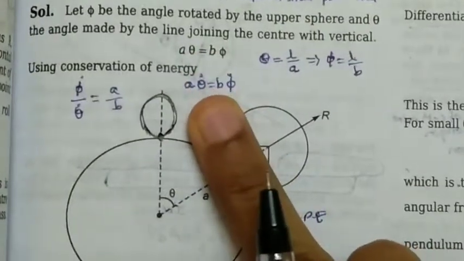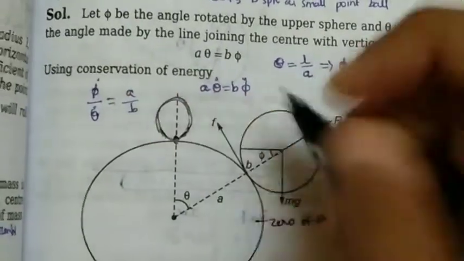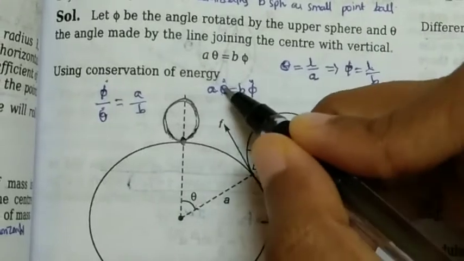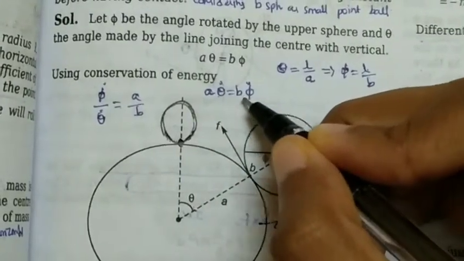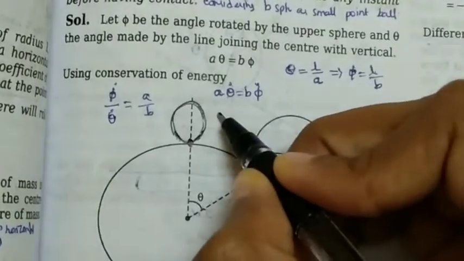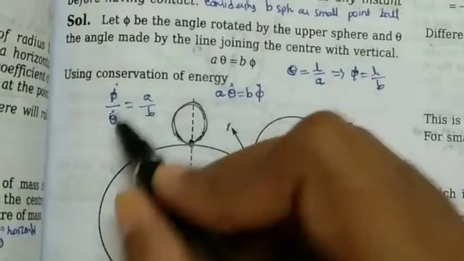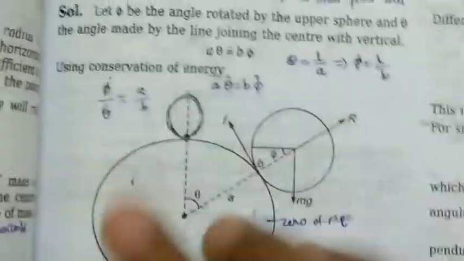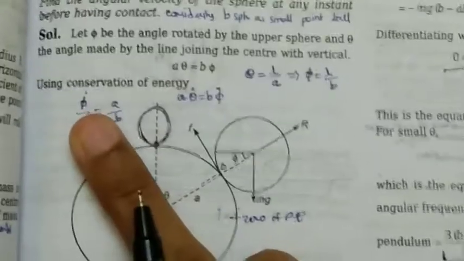So from this equation, if we keep phi dot on this side and send theta dot to this side, then phi dot by theta dot is nothing but A by B. So A divided by B. And the next thing is using conservation of energy.